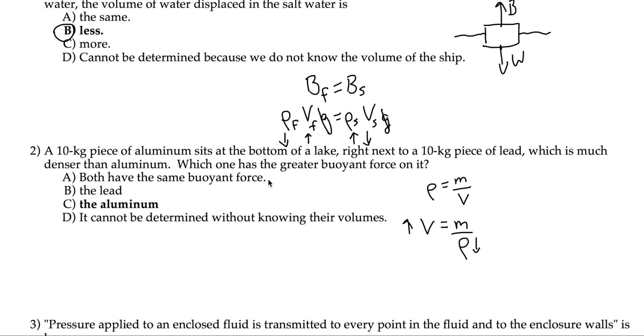So the buoyant force will be greater on aluminum because the buoyant force depends on how much liquid is displaced. When you have both of them in water, and I'm not drawing these to scale, the aluminum will be bigger than the lead, so it will displace more water. That means it will have more buoyant force on it.